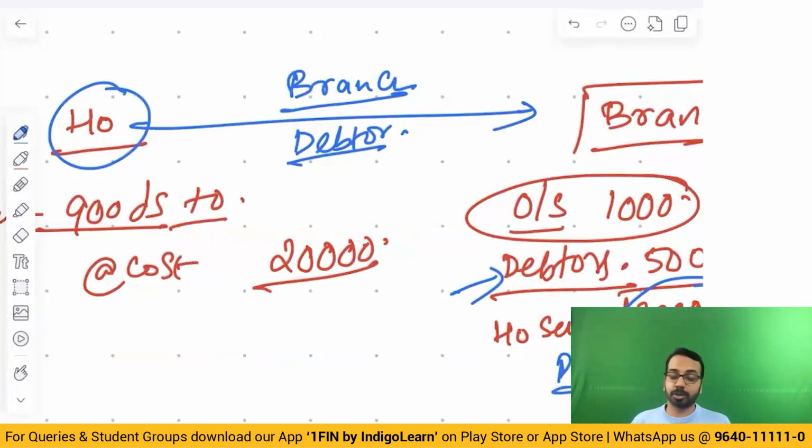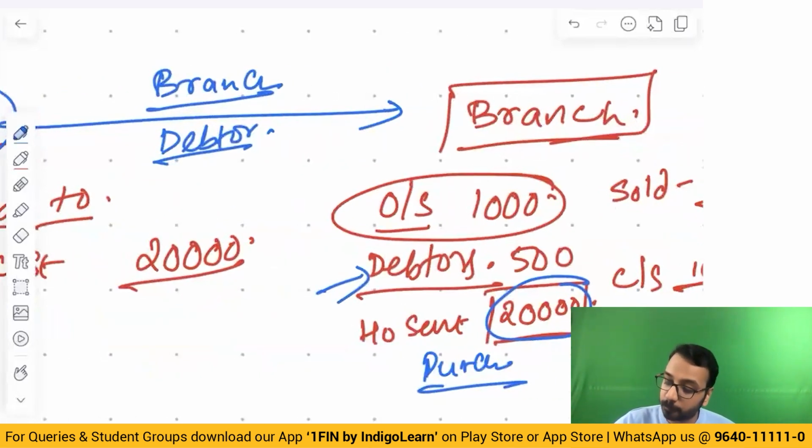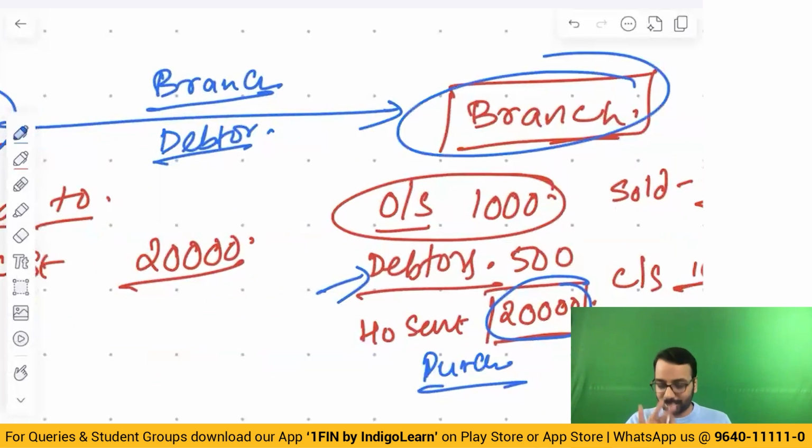and incurred some expenses for the branch. So head office says, Mr. Branch, you are like my customer. Not exactly a customer, you can say you are like my debtor. When I say debtor, I apply the principle that whatever I give to the branch, I will debit to the branch because I have to receive that from the branch.